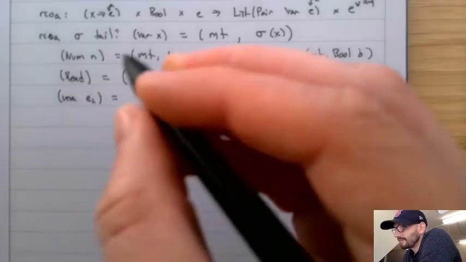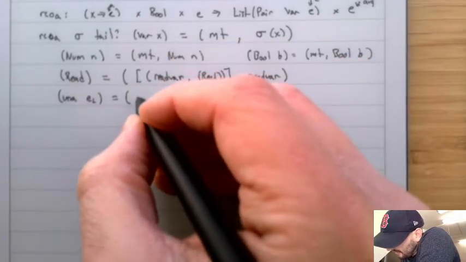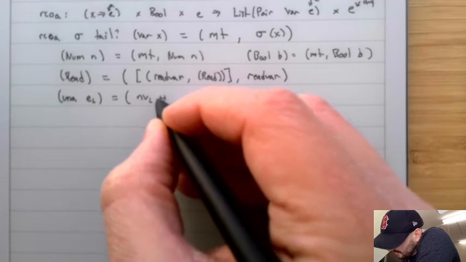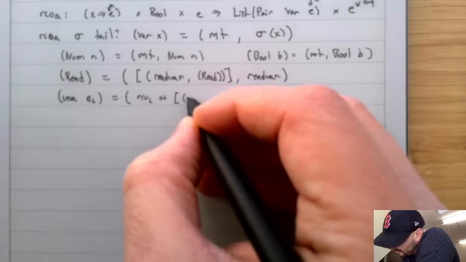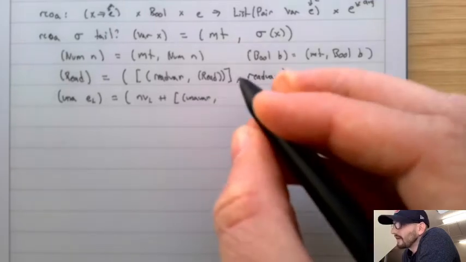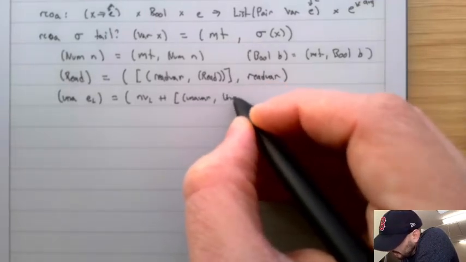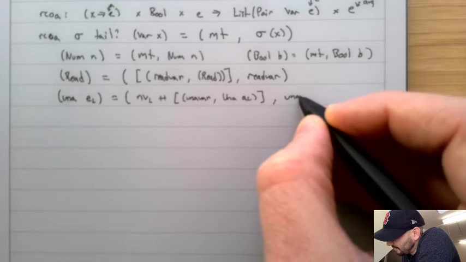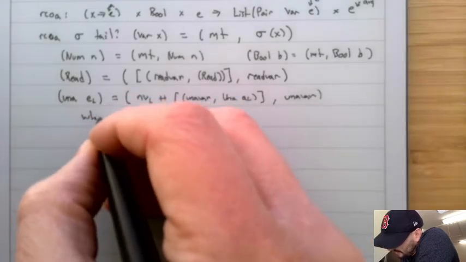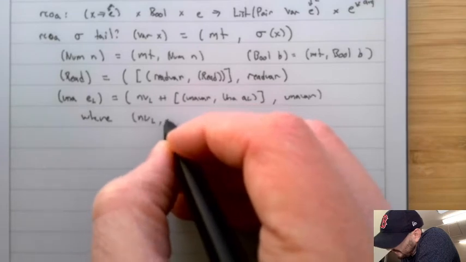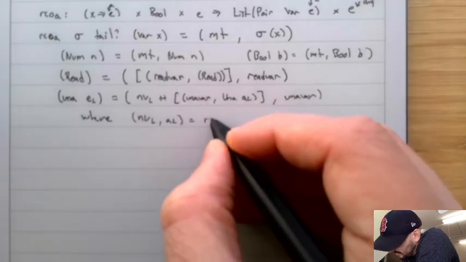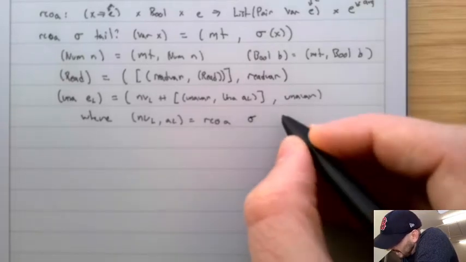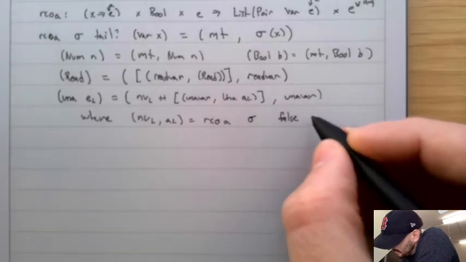In that case, we're going to have whatever the new variables are for L, and we're going to add to those a new variable for the unary operation, and that's going to be a unary operation applied to the argument for L, and then we're going to return whatever that new variable is, where the new variables for L and the argument for L is equal to calling RCOA on rho and false, and then A.